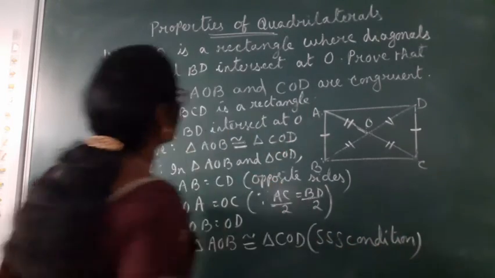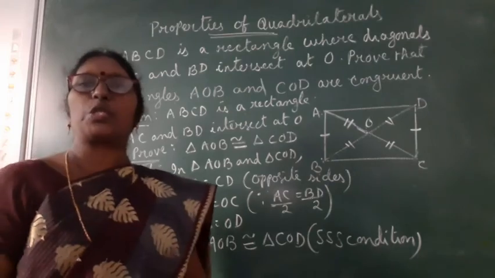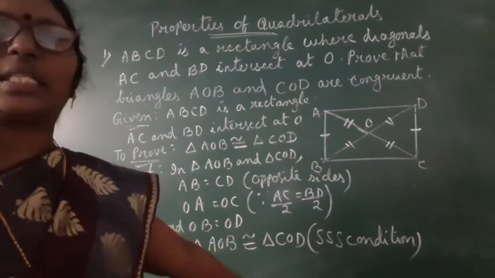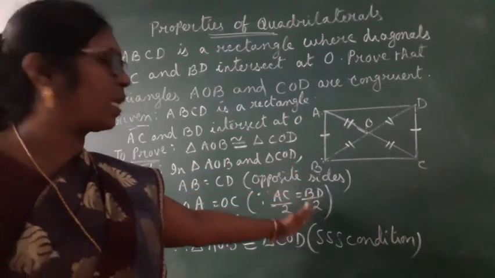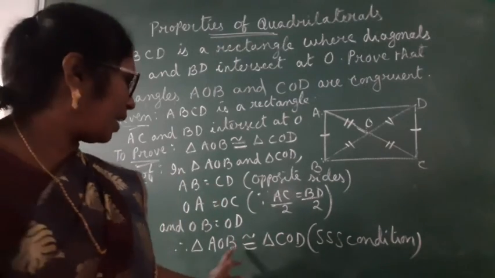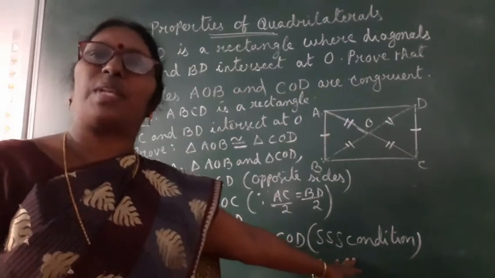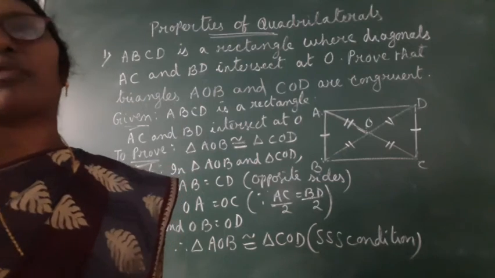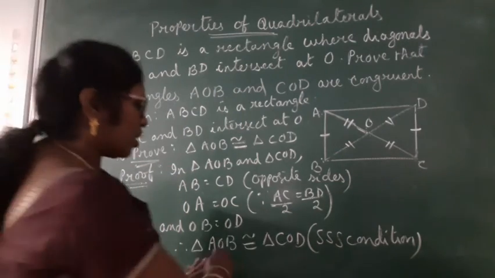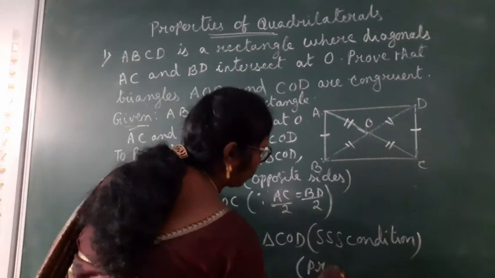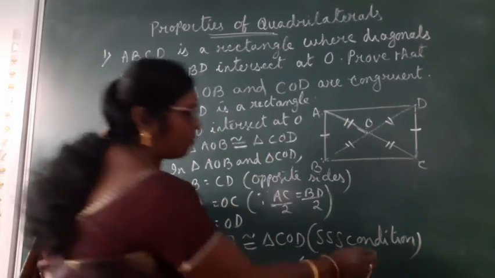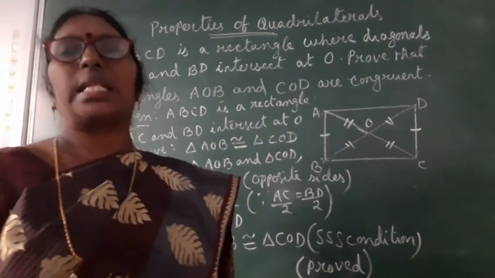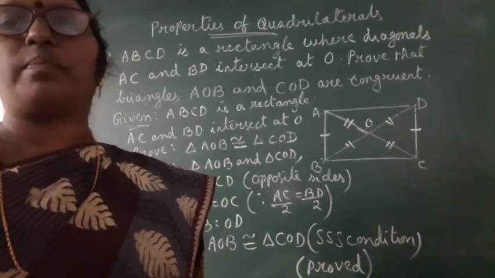The question is, we have to prove that these two triangles are congruent, and that is proved. Always give the reasons within brackets. And here why these two are congruent, because of this condition, that too we have to mention. Okay, so this is proved. What is asked, that is proved. Now let us have one more problem.